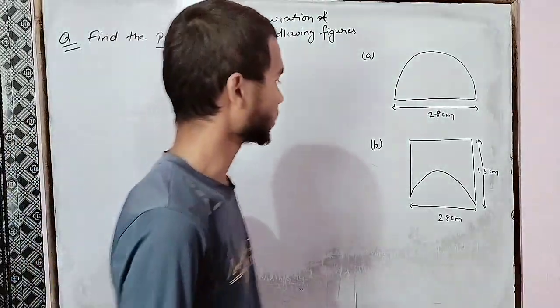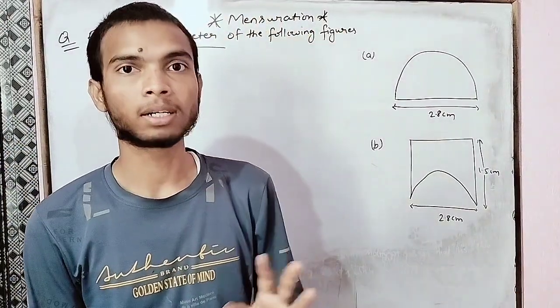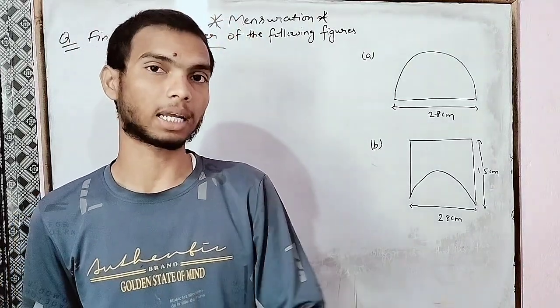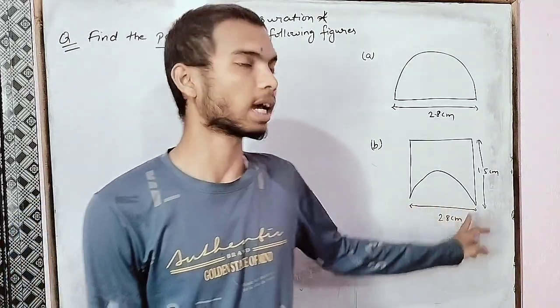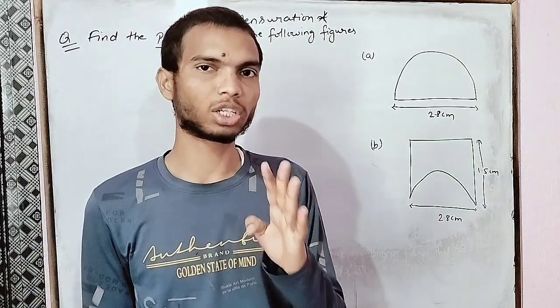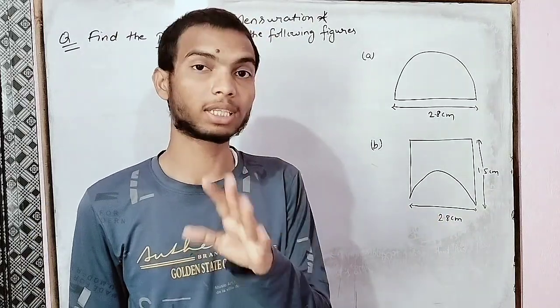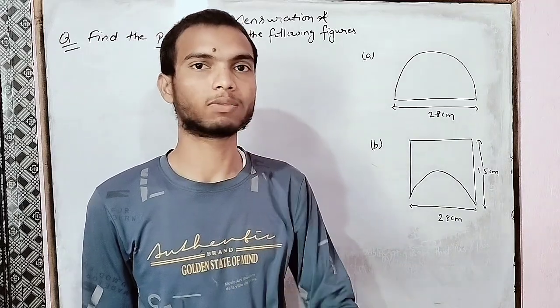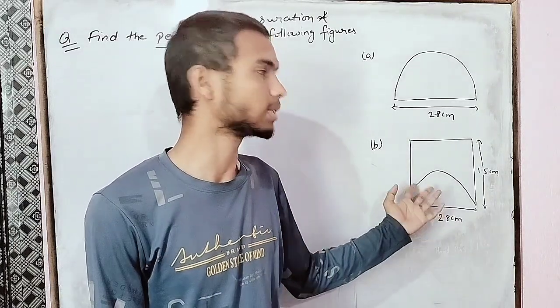Second figure is the same. We don't have a complete square. No, we don't even have a complete rectangle. Here you can see there is a gap. We have three line segments. So the fourth line we don't have. That's why we can't say this is a rectangle.